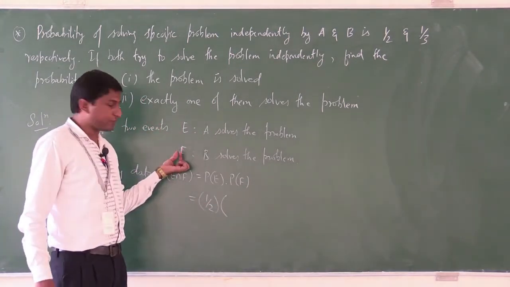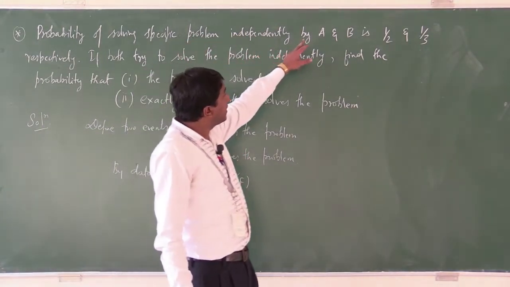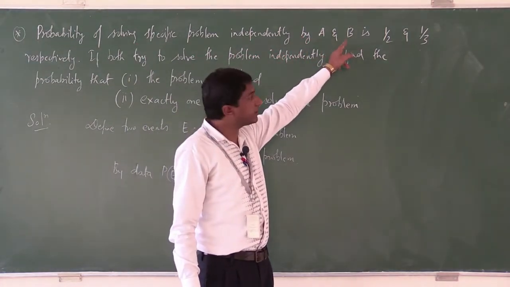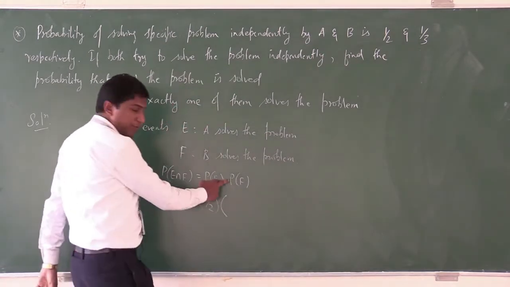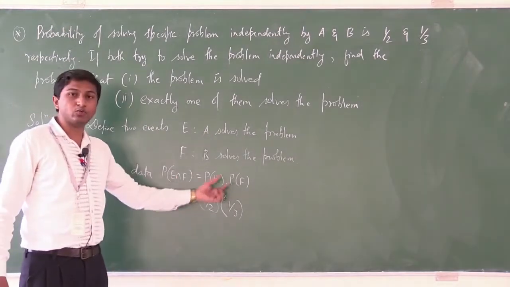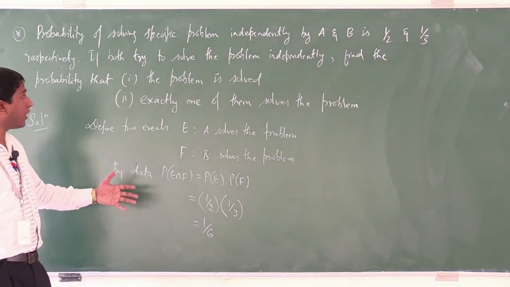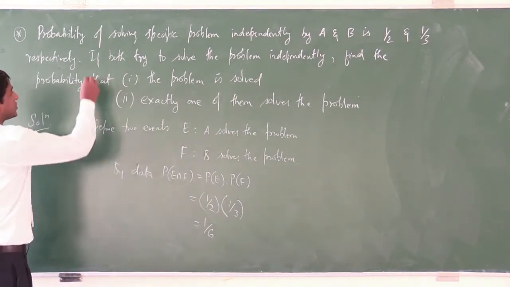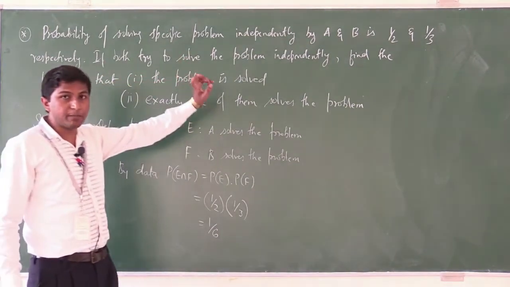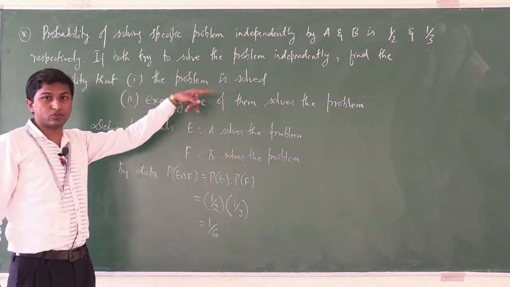Similarly, P of F, event F is B solves the problem. In the question it is given that the probability of solving the specific problem independently by capital B is 1 by 3. So, P of F is nothing but 1 by 3. So, 1 by 2 into 1 by 3 gives us 1 by 6. Okay. Now, look at the question. What is the question asking us to do? If both try to solve the problem independently, find the probability that the problem is solved.